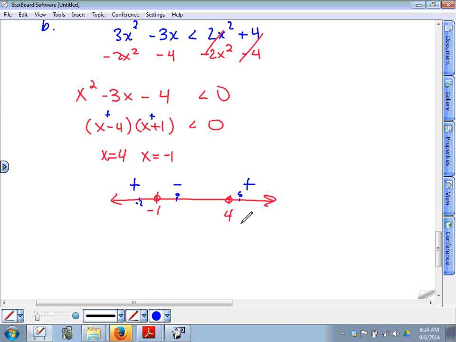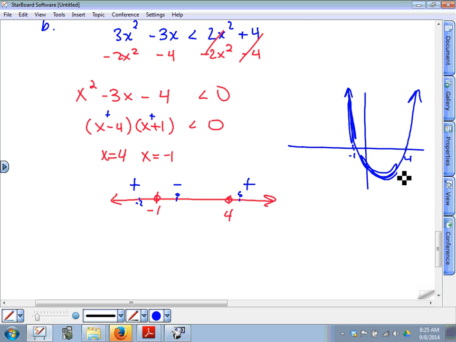Because it's a parabola, right? This particular one, since it's positive x squared, if we were to look at the graph of this, we'd have an x-intercept at negative 1, one at positive 4. And isn't the parabola going to look something like this? That's why it's positive here, it's minus right through here, and it's positive here. That's why it has to go positive, negative, positive. What would a graph look like that went negative, positive, negative? It'd be flipped upside down, right?